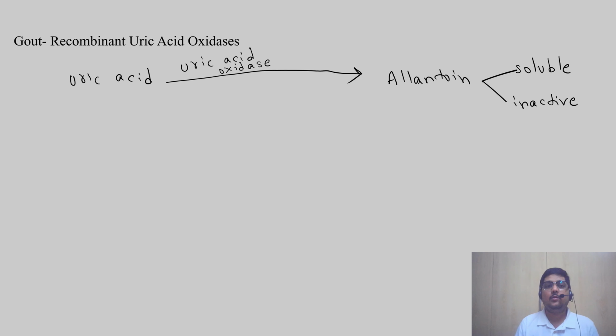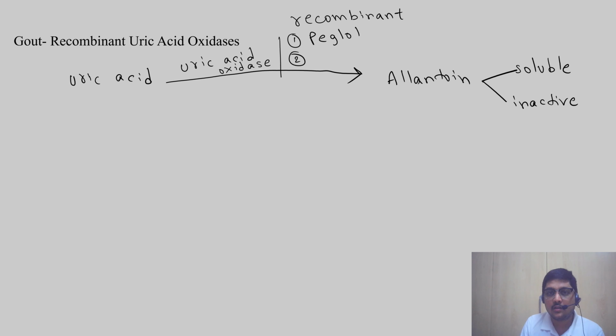Okay, so what if we synthesize some product which mimics uric acid oxidase? Fine, right? So there is recombinant technology, we know, right? Based on this recombinant technology, uric acid oxidases are synthesized. Two drugs are there. Number one drug is pegloticase and the other is rasburicase.